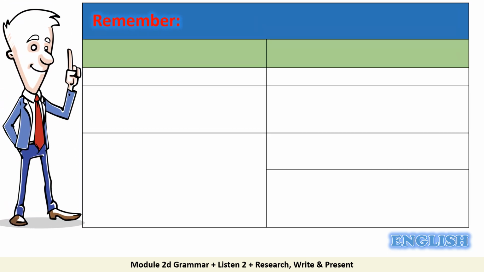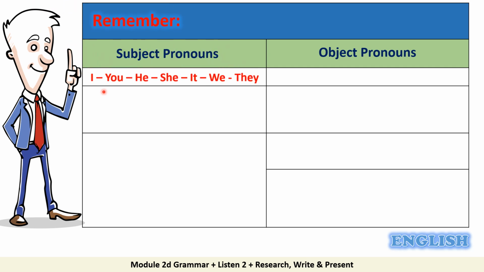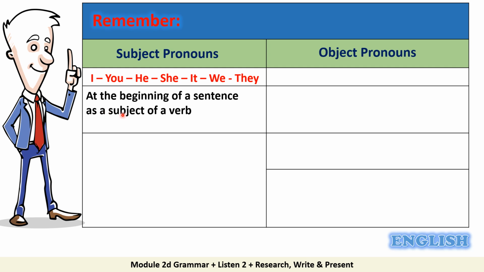In this slide, dear students, I have some important rules for you to remember. Here you have subject pronouns. And here you have object pronouns. Now, can you give me examples on subject pronouns? Excellent, students. I, you, he, she, it, we, and they. All these are subject pronouns. Now, when to use subject pronouns? Well done, students. At the beginning of a sentence as a subject of a verb.